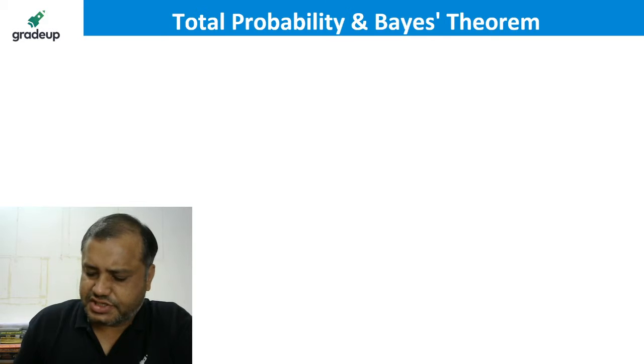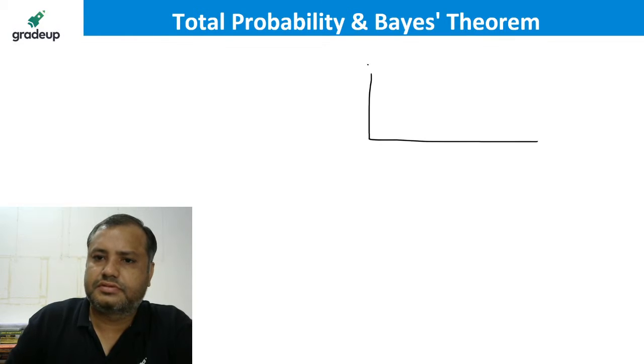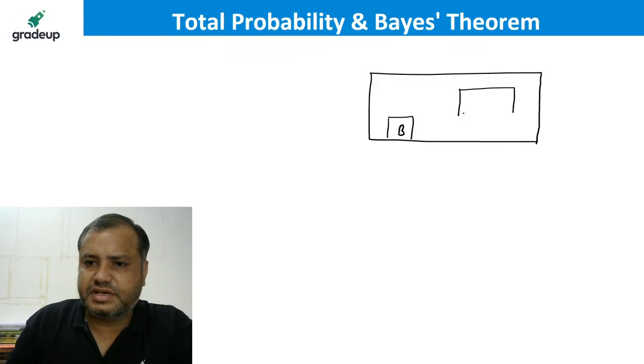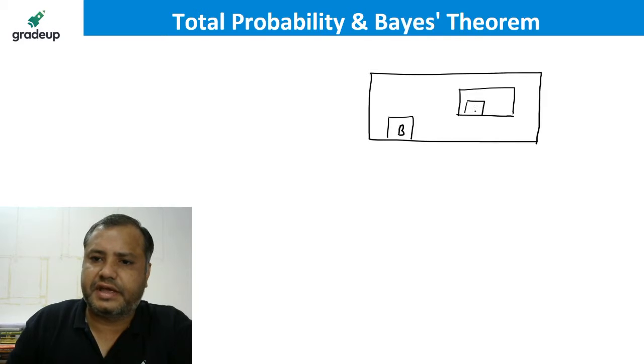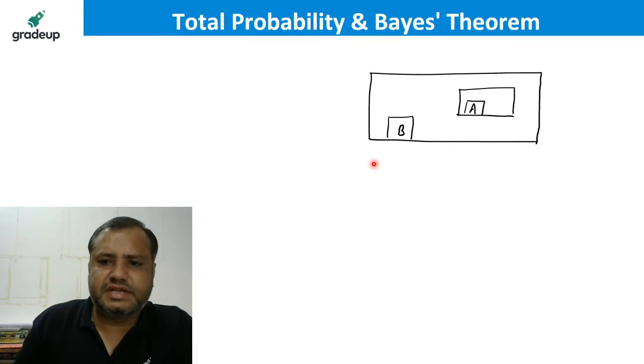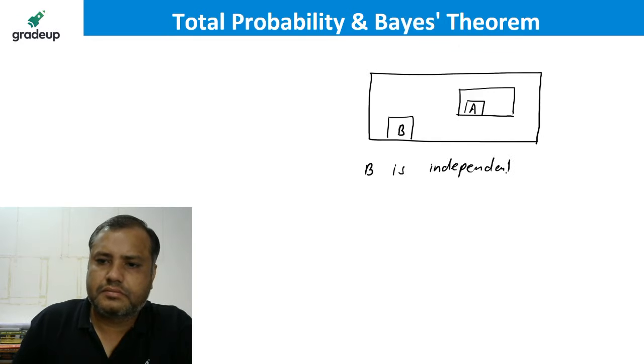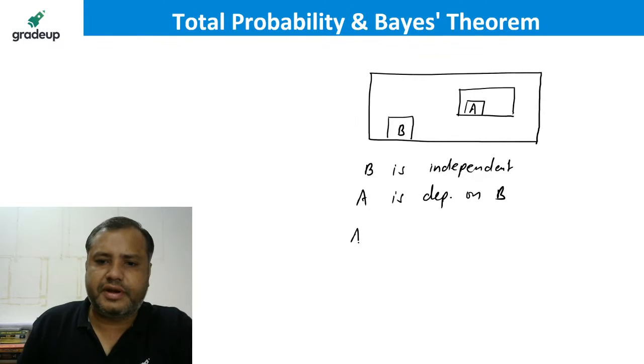Now suppose you change the scenario. This is your entry gate B, and this is a small room inside this premises whose entry gate is A. Now here I can say that B is independent and A is dependent on B. Still you will say that A and B are mutually dependent.